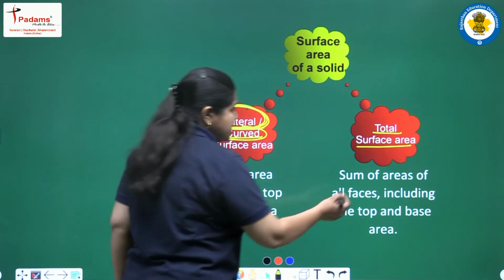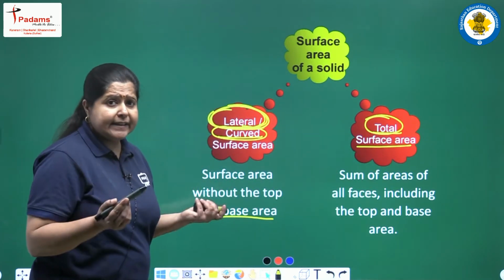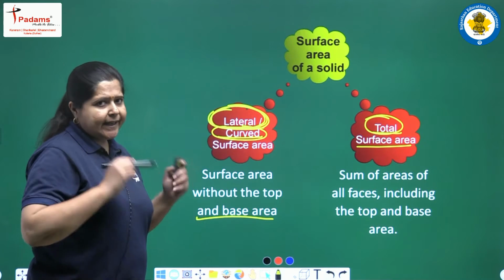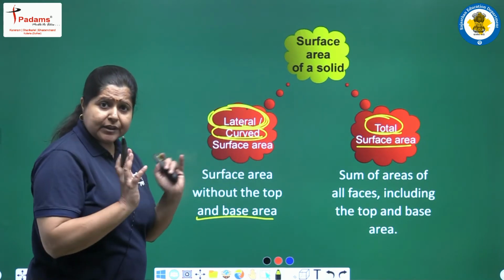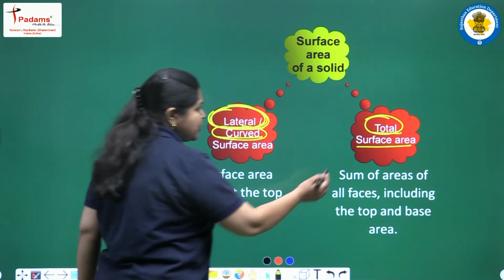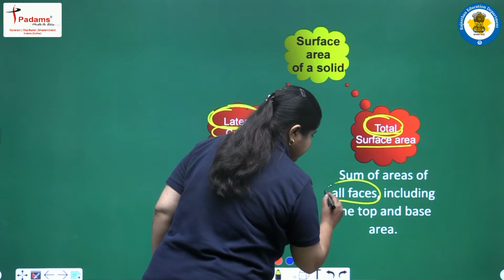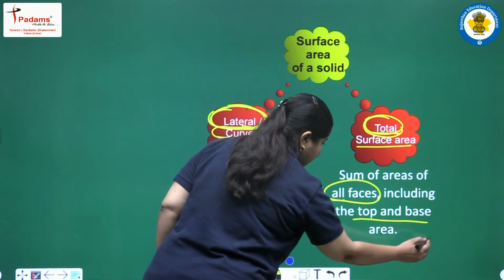Then what is meant by the total surface area? जब हम सभी faces का area लें, top और bottom भी include करें और चारों तरफ का area भी लें, हम चारों तरफ के जो faces हैं उनका भी area लें, तब हम उस surface area को कहेंगे total surface area. Sum of the areas of all faces including the top and base area.